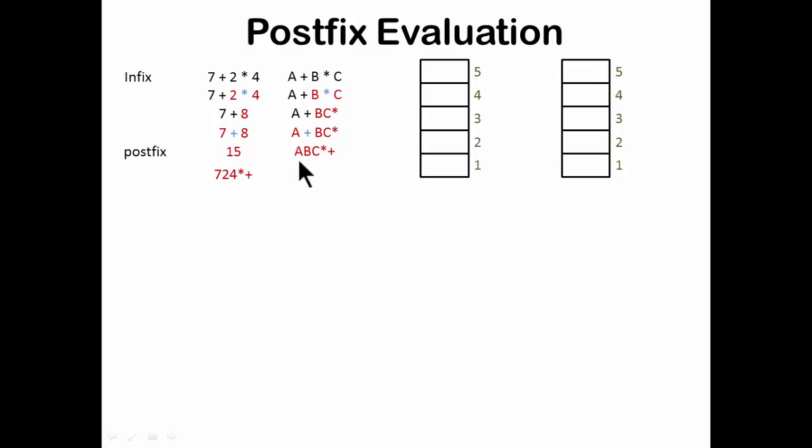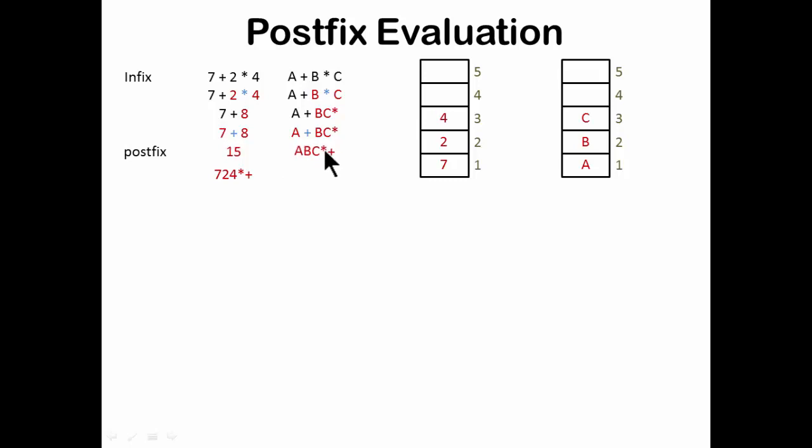So the first one is your operand A. Operand gets a space in the stack. Similarly, A is equal to 7. So 7, I'm just simulating the values over here in a separate stack. Then the next one is B, that is 2. So it is getting pushed into the stack. Then C is getting pushed into the stack.